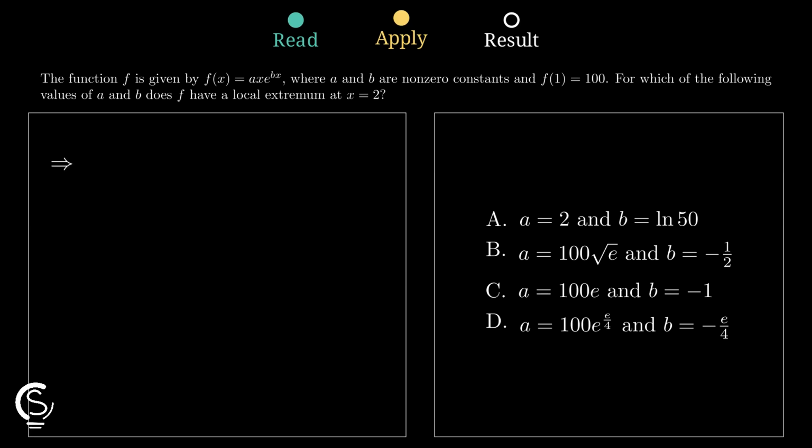With a local extremum at x equals 2, the derivative is 0. Plugging in 2 and factoring out the exponential term gives b as negative 1/2.